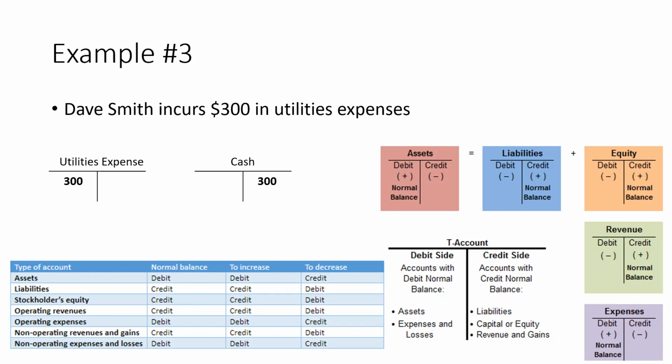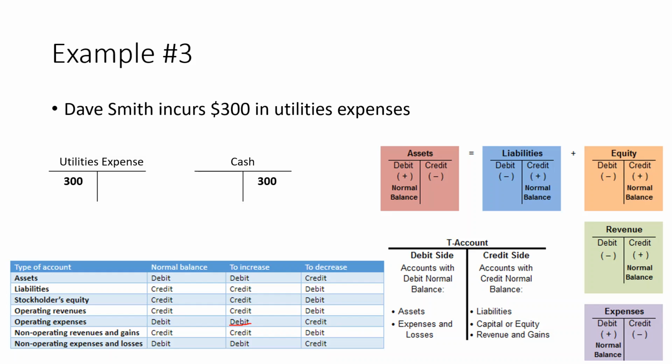Let's say Dave Smith incurs $300 in utilities expense. In this case, we're not dealing with just an asset, we're dealing with an expense as well. So we know that he has to pay the utility company $300. Therefore, we've got an expense. To increase an expense, to recognize the expense, we have to go on its normal balance. The normal balance of an expense is a debit balance. So to increase an expense, we debit the expense. You can see right here.